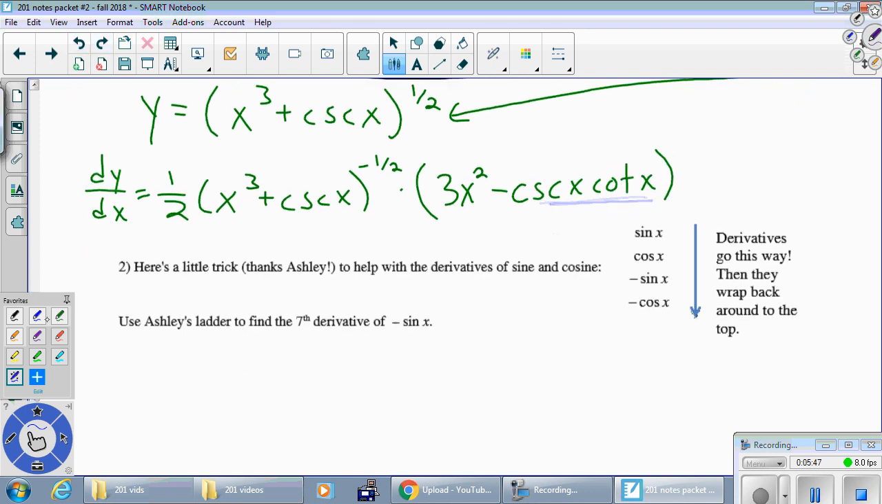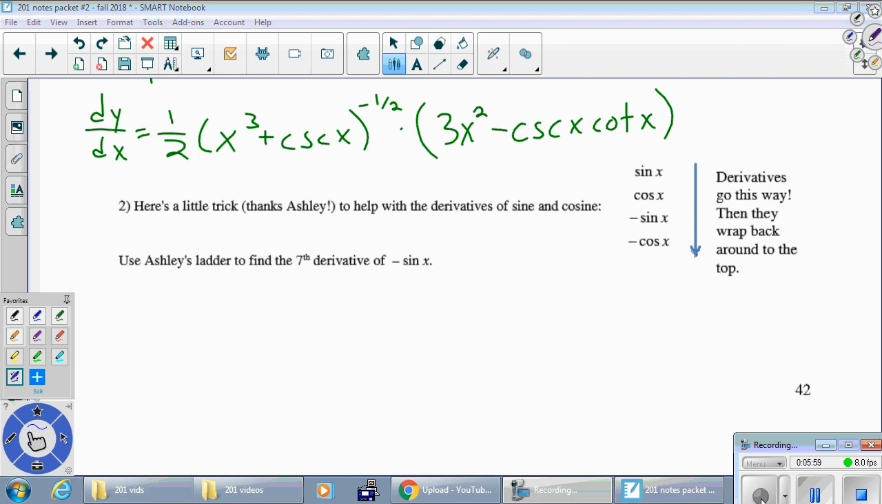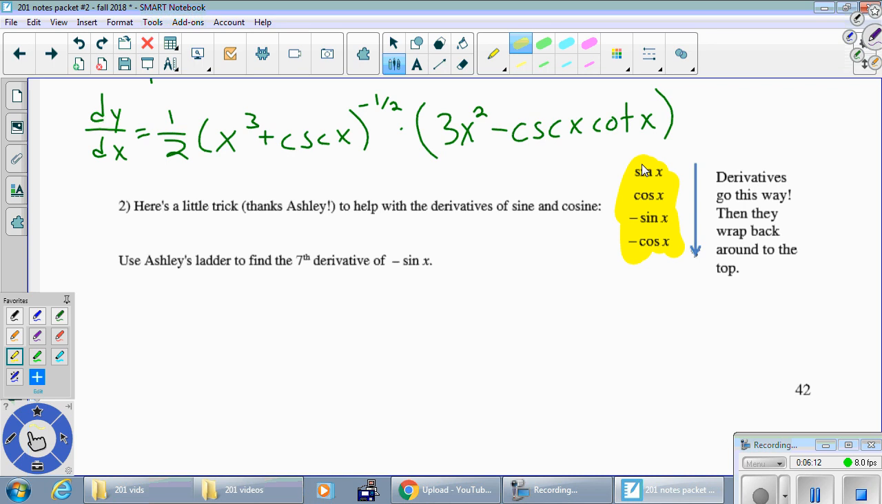All right, number 2, a little trick thanks to a former student of mine named Ashley for remembering and not losing track of the signs of the derivatives of sine and cosine. She wrote this little thing that we're going to call a ladder, and it always is exactly this same collection in this order. Sine on the top, then cosine, then negative sine, then negative cosine. And so she discovered that the derivatives go this way.